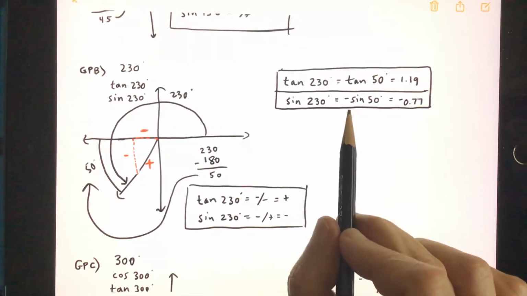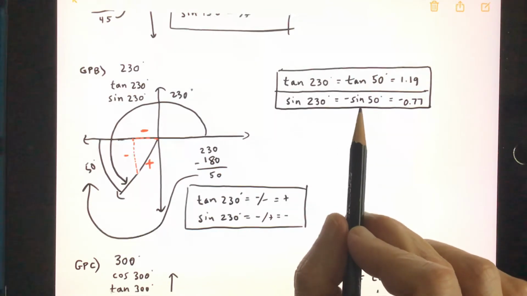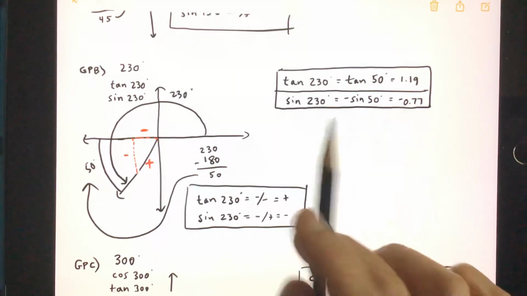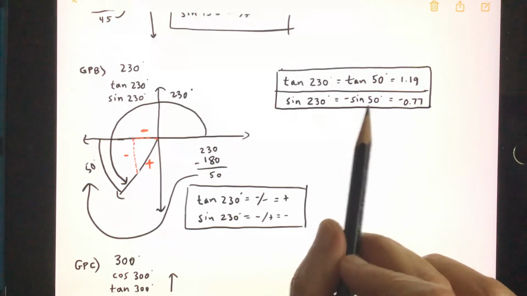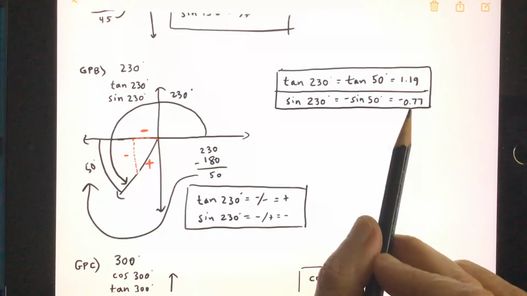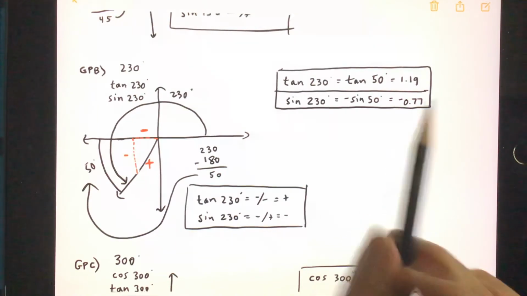So that's why we put a negative sign on sine of 50 degrees, our reference angle, because in the third quadrant, sine is negative. When you plug into your calculator sine of 230 degrees, you'll get the same exact value as negative sine of 50 degrees. Rounded off to the nearest hundredth, you'll get negative 0.77.